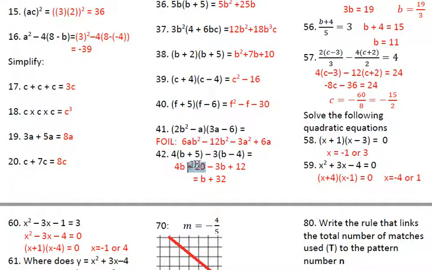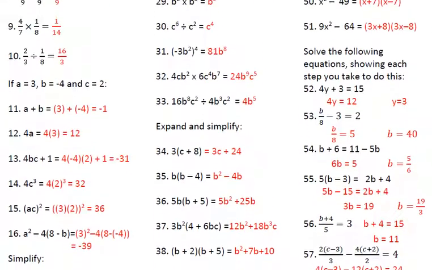Now the 20 and plus 12, you've got to combine those together separately as plus 32. Because they don't have a b in it, you can only combine the b's together, and then the other things get combined separately apart from that. Alright, next one.